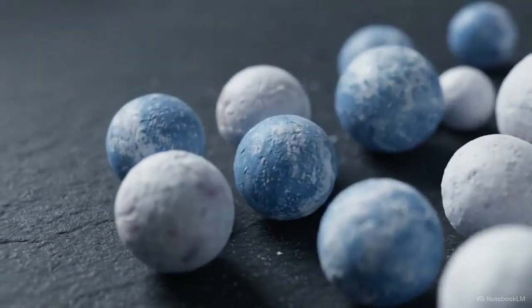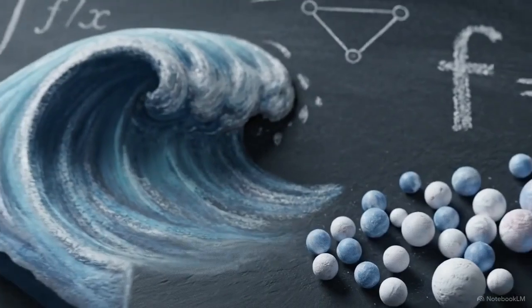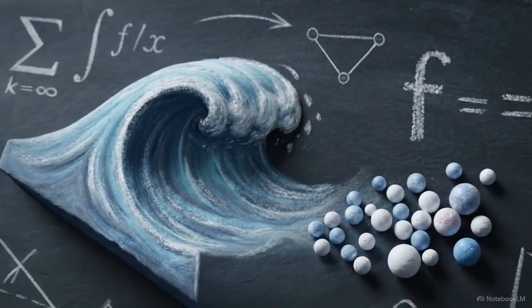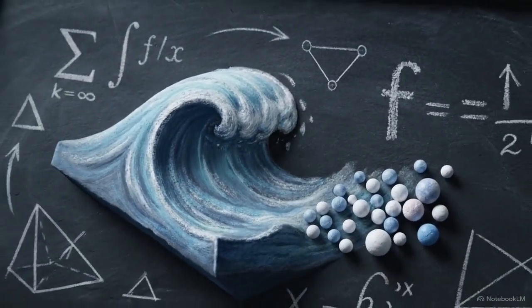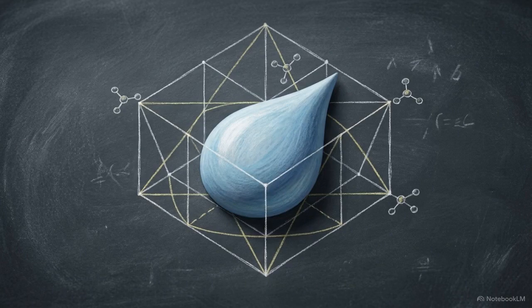How invisible, microscopic vibrations of molecules dictate the survival of a massive, churning ocean ecosystem? The answer lies in the mechanics of heat. To understand these mechanics, we have to start at the molecular level.